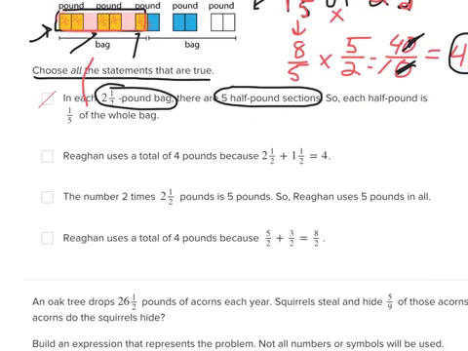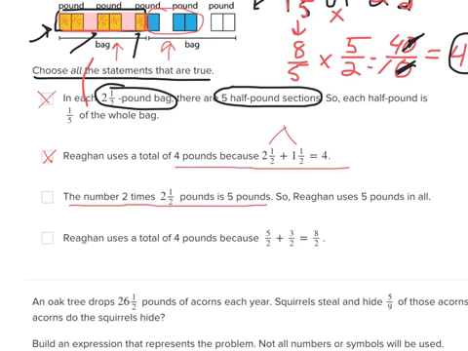Okay, next. Regan uses a total of 4 pounds because 2 1/2 plus 1 1/2 equals 4. Why would we add 2 1/2 plus 1 1/2? Well, because 2 1/2 is in one bag, and then 3/5 of the second bag is this much, which is 1 1/2. So yes, that's true. Okay, so we've got 2 true statements so far. Let's look at the next one. The number 2 times 2 1/2 pounds is 5 pounds. That is true. So Regan uses 5 pounds in all.